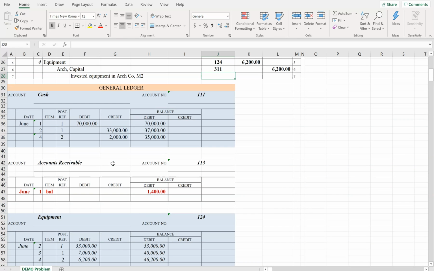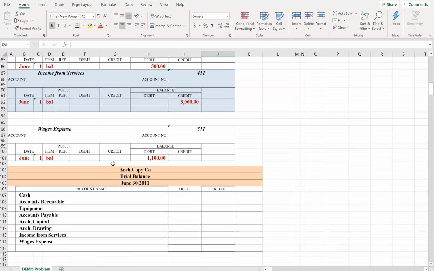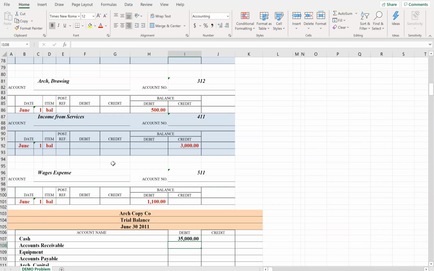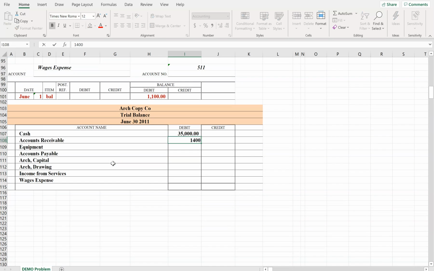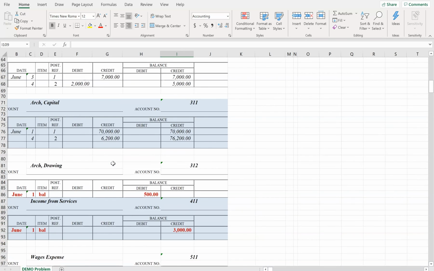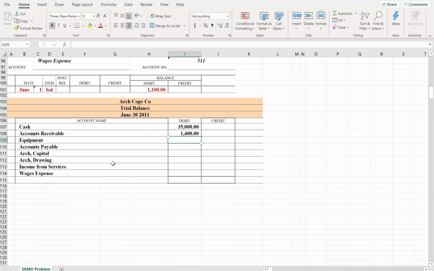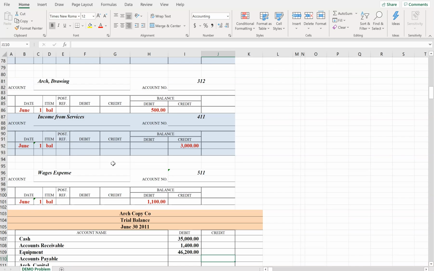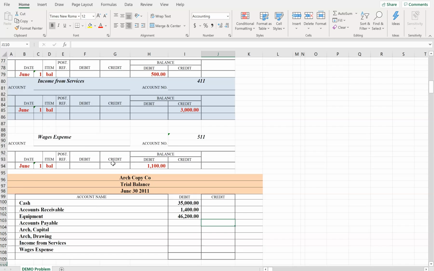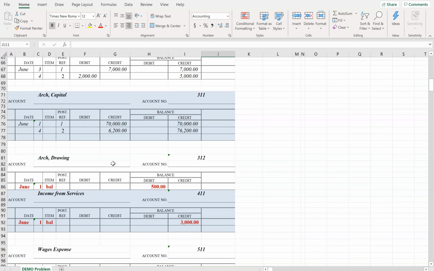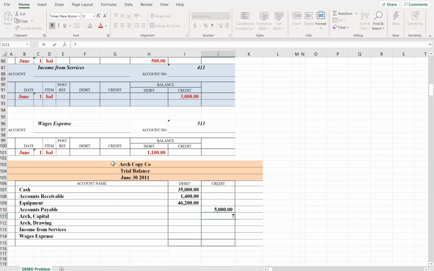So for cash, we have a debit balance of 35,000. Accounts receivable, there was a previous balance there. We did nothing, but we still need to record it of 1,400. Equipment, we ended up with a debit balance of 46,200. Accounts payable, we ended up with a credit balance of 5,000. Capital, we had a credit balance of 76,200.